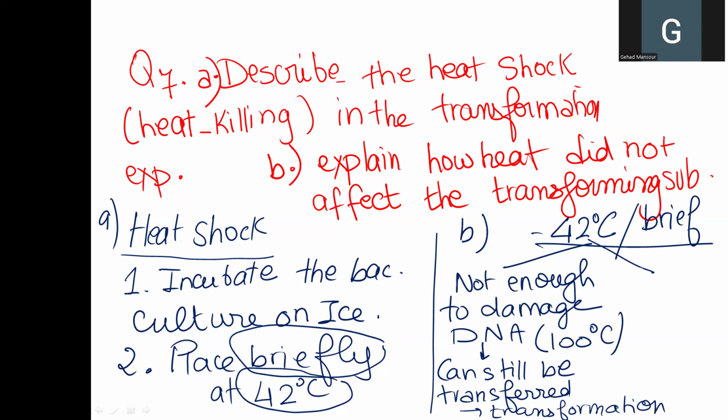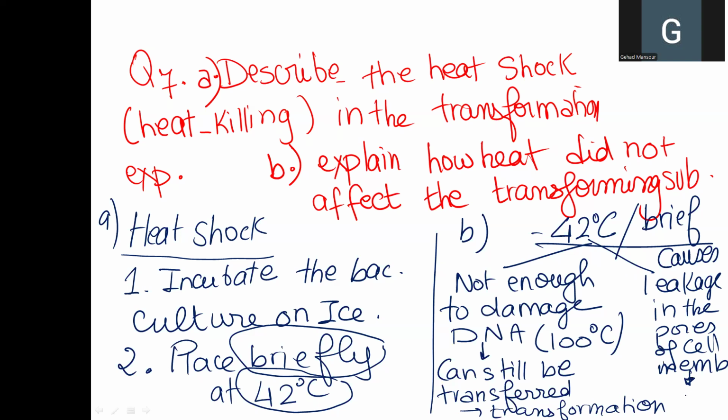On the other hand, this temperature, as I said, causes the cell membrane to be leaky, but it's a temporary leakage. So it causes leakage in the membrane, widening of the pores, the spaces that are present in between the molecules, and this facilitates the release of the transforming substance, or the release of DNA.